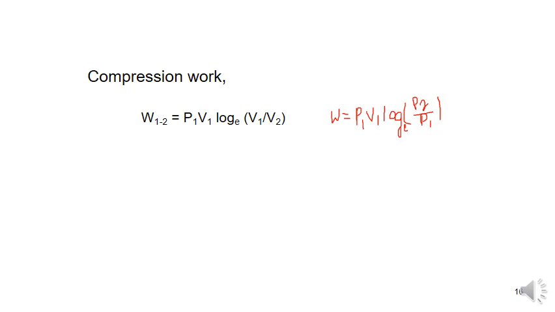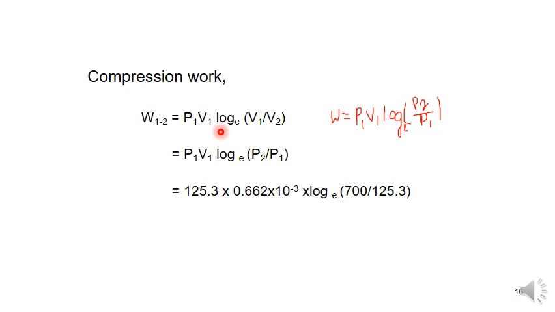Substitute here, we will get the value. We know V1 and V2 are given. So use this formula, we will get P1 V1 log P2 by P1. So 125.3 V1 value log e 700 by 253, so 0.142 kilojoules.